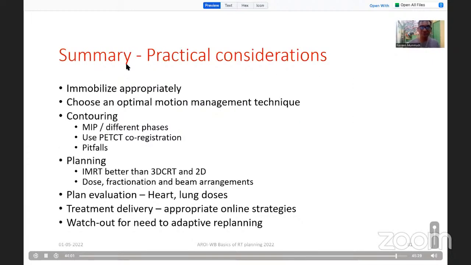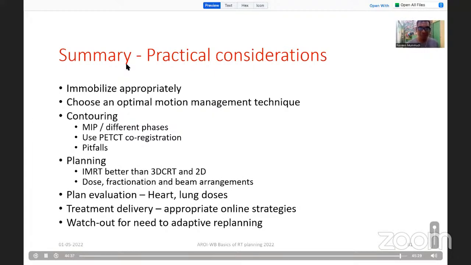So to summarize, this is my last slide. The practical considerations that you need to remember when you're doing radiotherapy planning in lung cancer are that you need to immobilize these patients appropriately. You need to choose an optimal motion management technique, whichever is available at your institution. While you are doing your contouring, pay attention to the way you're doing it: are you contouring only using MIP, or are you using different phases? And when you're using PET-CT for co-registration, try to do the PET-CT co-registration as much as possible, but again, keep all those caveats that we discussed earlier in the back of your mind.